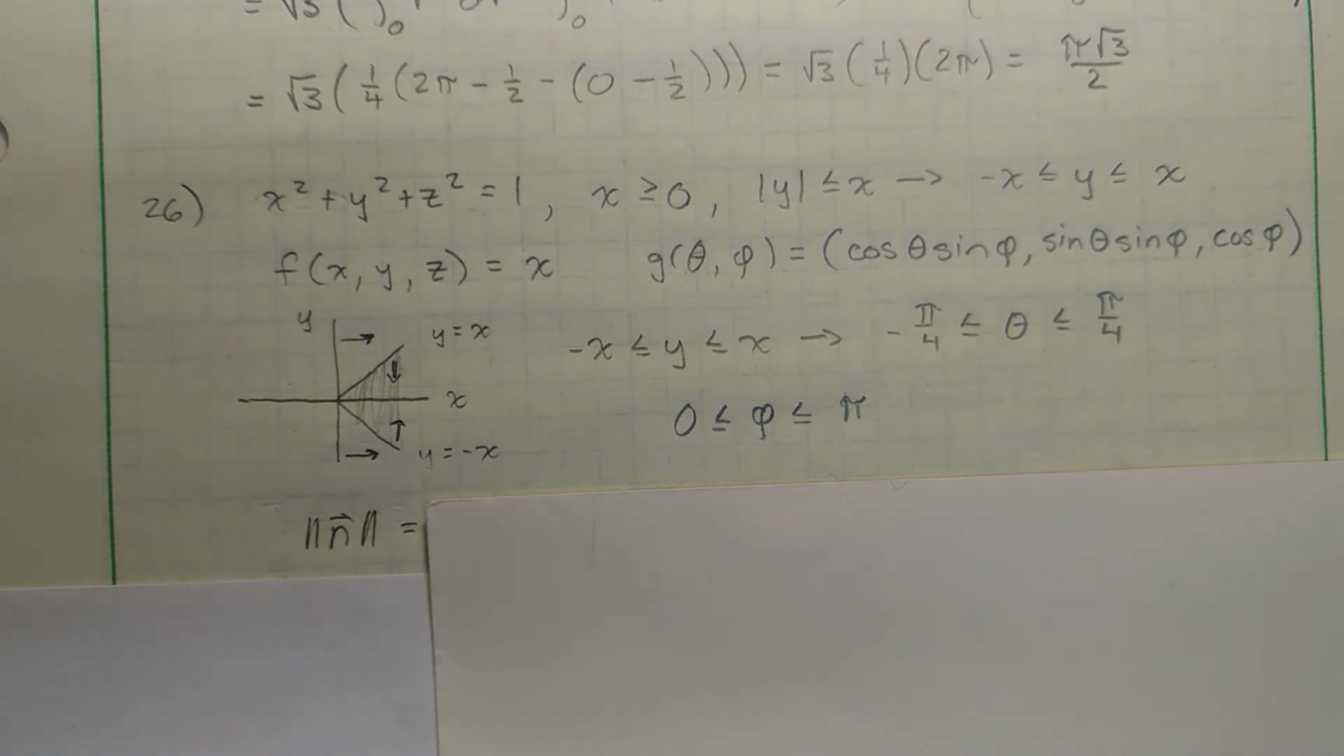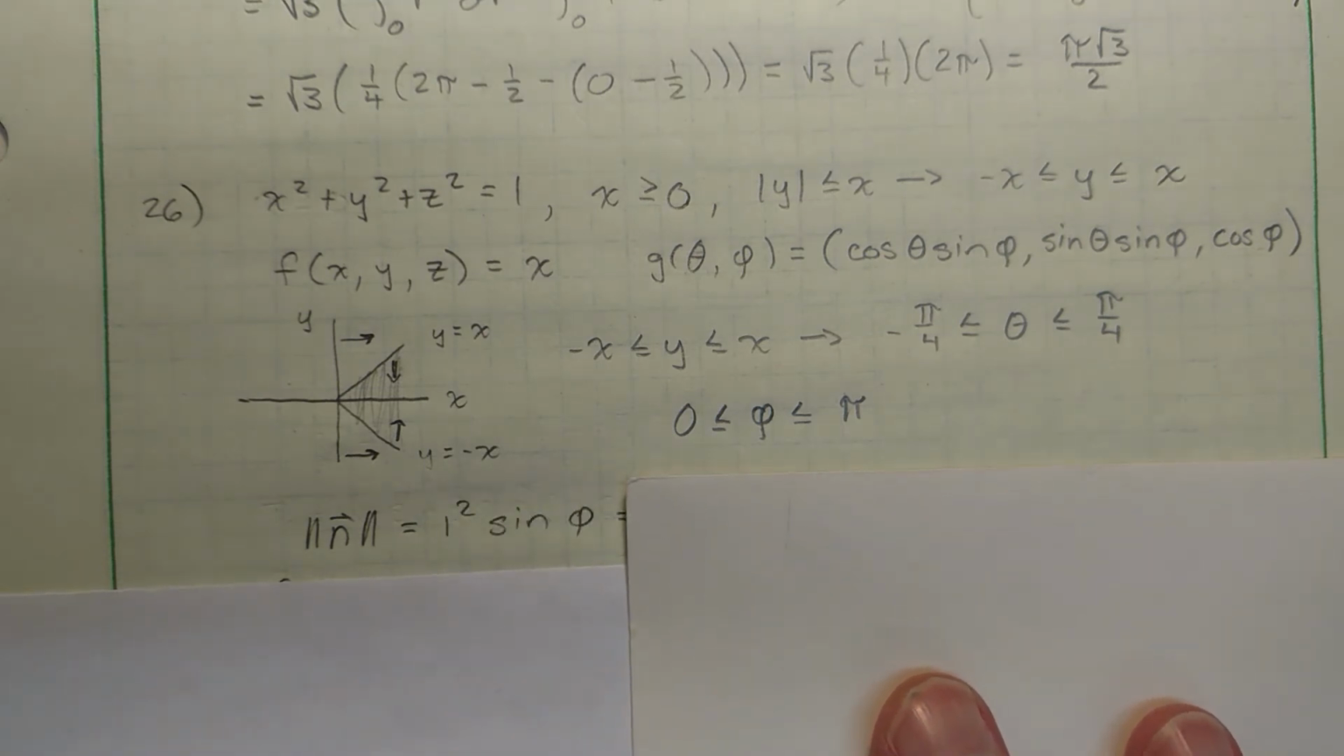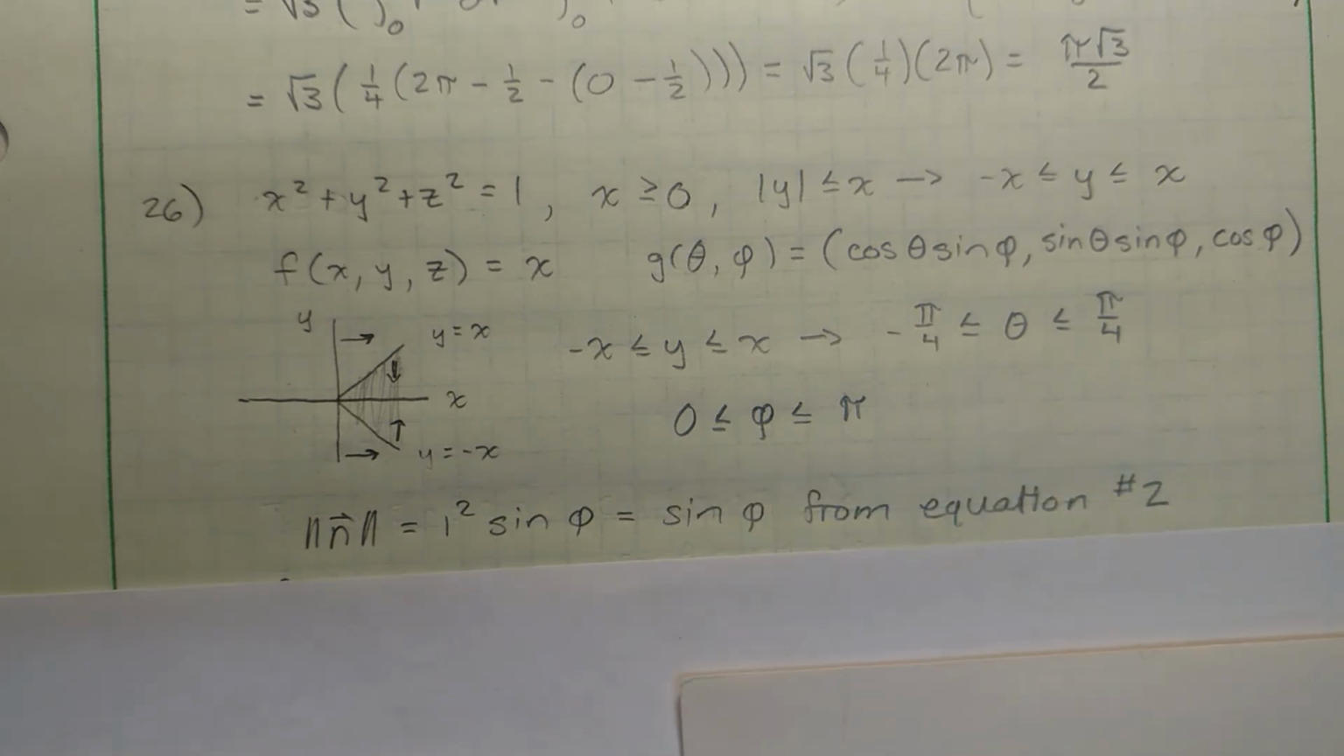We're going to save ourselves the grief by looking at what is in our books, equation number 2. If you look at equation number 2, you'll see that when dealing with a sphere, our normal vector magnitude is r squared sine of phi. Our r in this case is 1, so it's 1 squared sine of phi, which is just sine of phi, from equation 2. And that makes it very nice because we know it's a sphere.